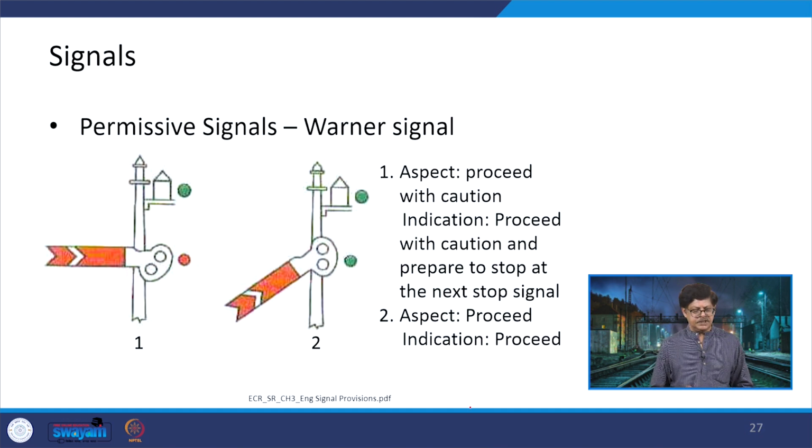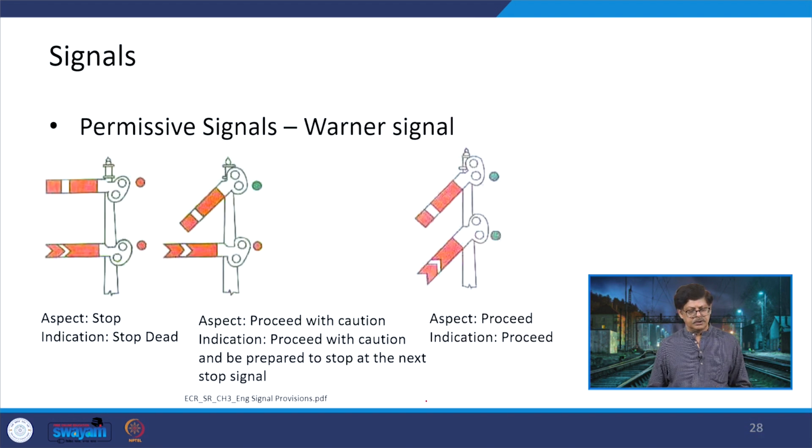Here you can see aspect 1 and 2. So, this is one aspect, this is the second aspect. In aspect 1 it is horizontal, it says proceed with caution. The indication is: proceed with caution and prepare to stop at the next signal. But in the other case, aspect 2, when it is inclined downwards, it says proceed, as aspect as well as indication.